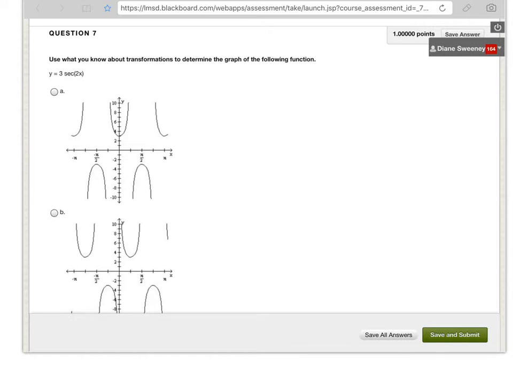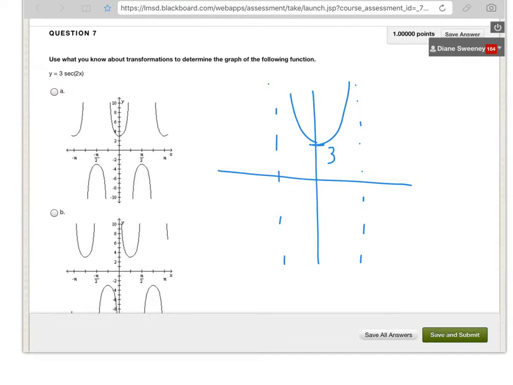And for the next one, 3 secant 2x, well, I know this is going to be a vertical stretch, so I know we're going to stretch up to 3. And I know what the graph of secant looks like. The normal graph of secant is an even function. It starts at the ordered pair 0, 1, but this is going to stretch up, so this is going to start at 0, 3. It's going to go up like this.